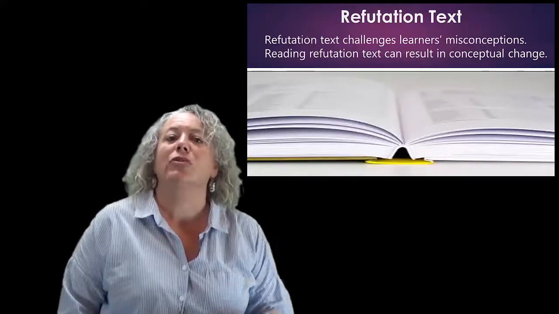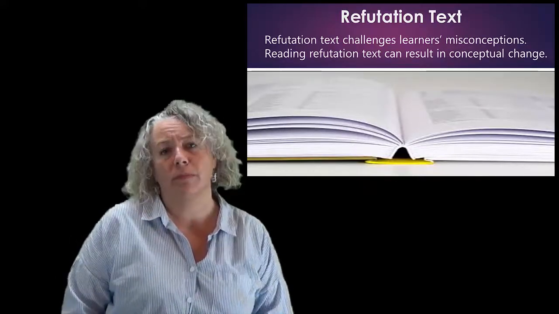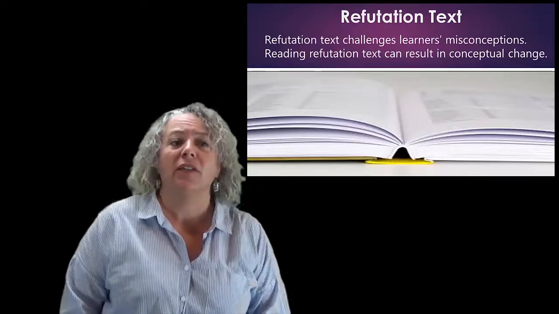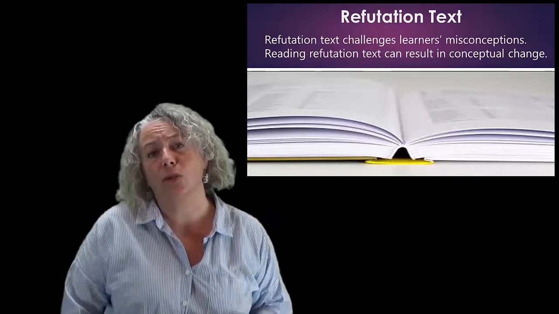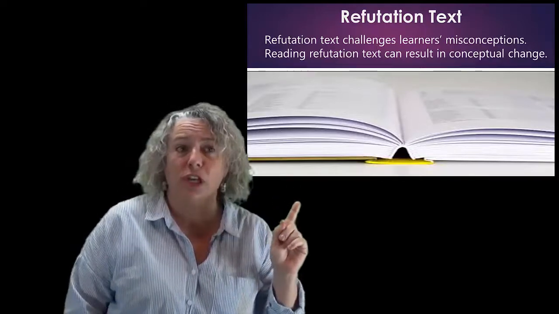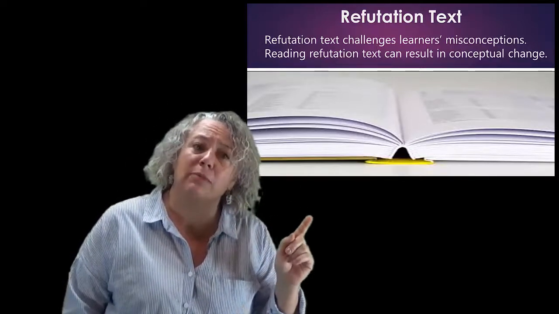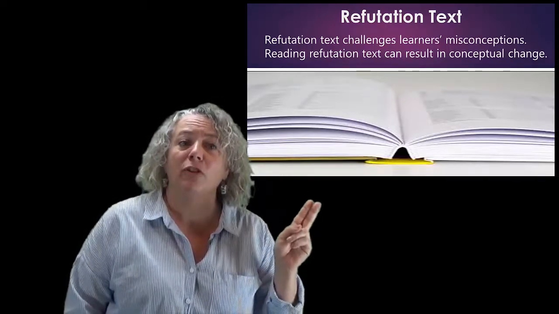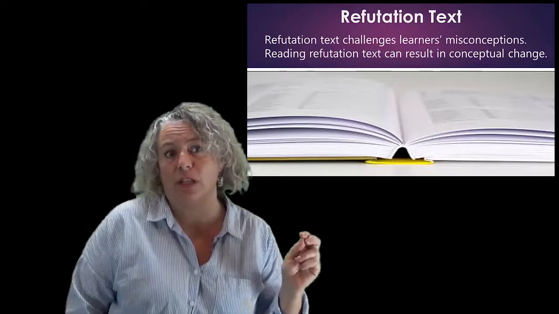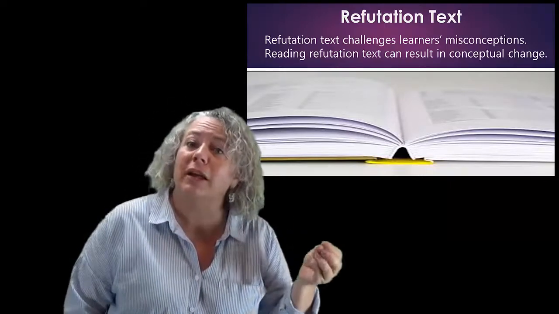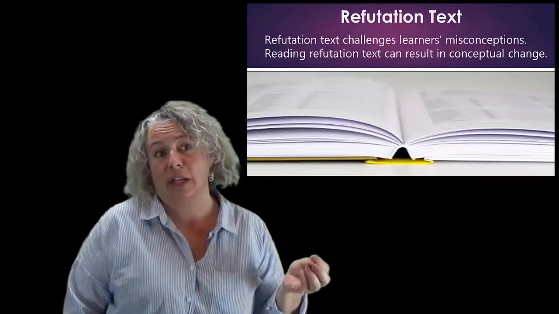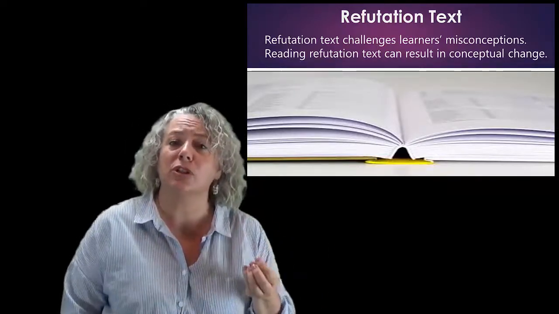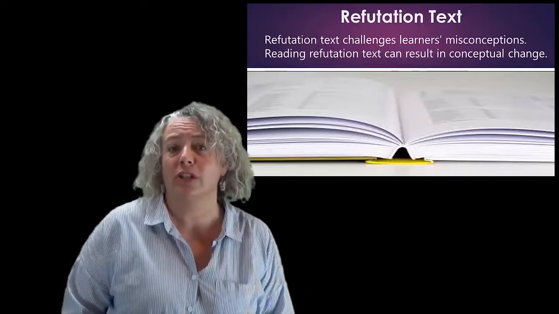Now let's look at refutation text. This is a proven method to help facilitate conceptual change. According to Tippett, the text structures must contain two key parts. The first is that the commonly held misconception is stated clearly. And second, the disproof or refutation of that misconception is stated, supported by an explanation or a scientific explanation. There has been over 20 years of research that demonstrates that conceptual change can result from reading refutation text.